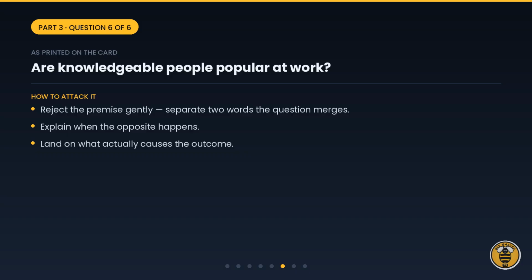Question 6. Are knowledgeable people popular at work? Here is how to approach it. Reject the premise gently, separate 2 words the question merges. Explain when the opposite happens. Land on what actually causes the outcome.